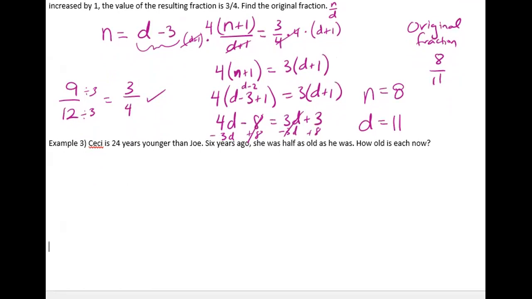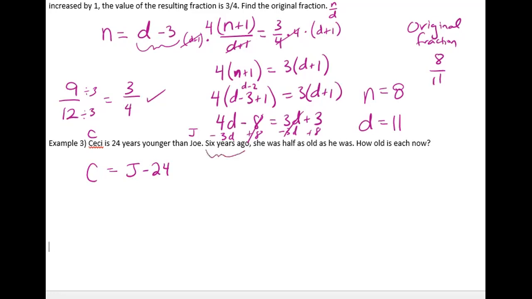Cece is 24 years younger than Joe. I'm going to take just that sentence. I'm going to use C for Cece's age and J for Joe's age. Cece is 24 years younger than Joe. So Joe is older, and we subtract 24. 6 years ago, she was half as old as he was. How old are they now?